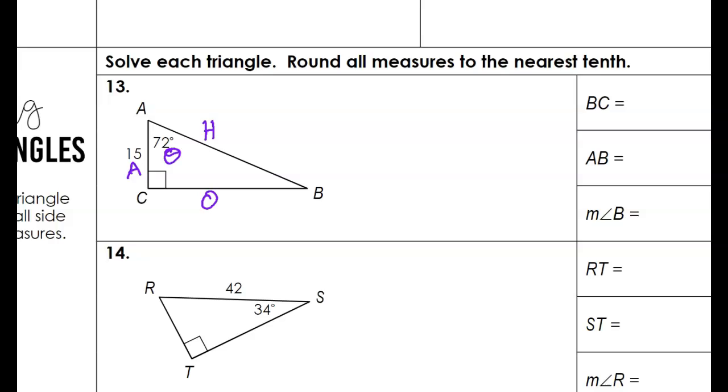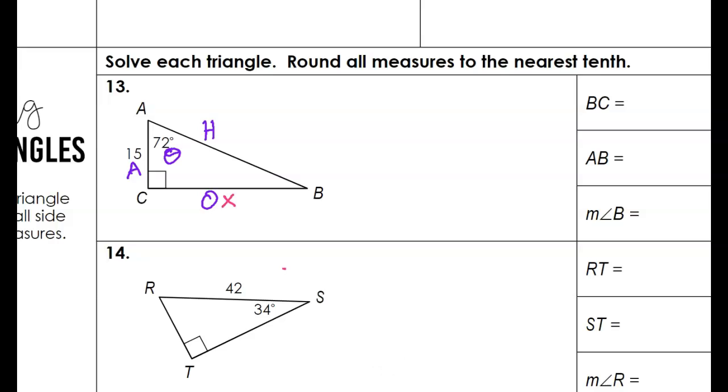So clearly we can see we're missing angle B. It does ask for angle B. We're missing the H side, AB, and we're also missing the O side. It does not matter which one we solve for first. I am going to solve for O. Again, it doesn't matter whether you solve for O or H or B first. I'm just going to start by finding that BC length.